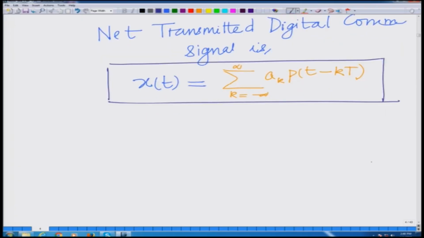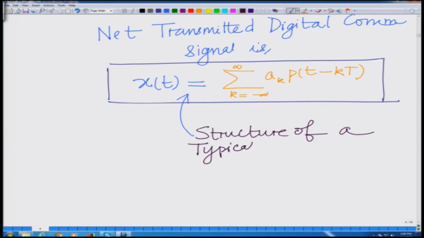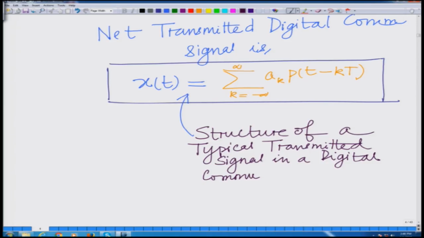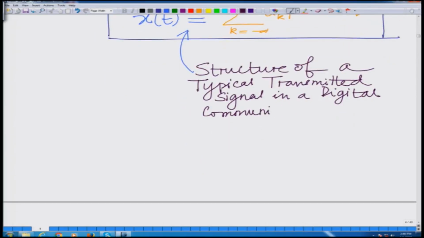And therefore this is the structure of a typical digital communication signal, which is very interesting. This is the structure of a typical transmitted signal in a digital communication system.